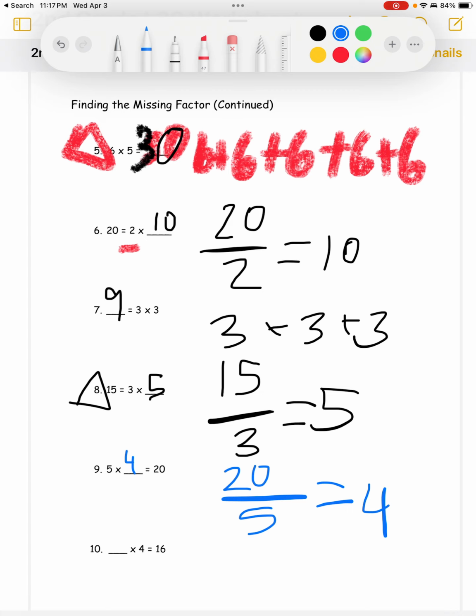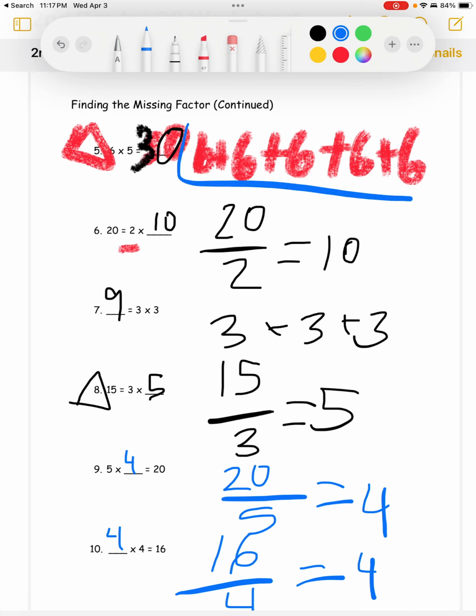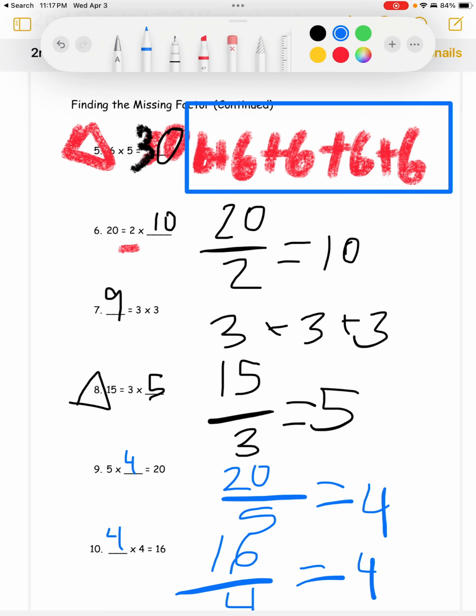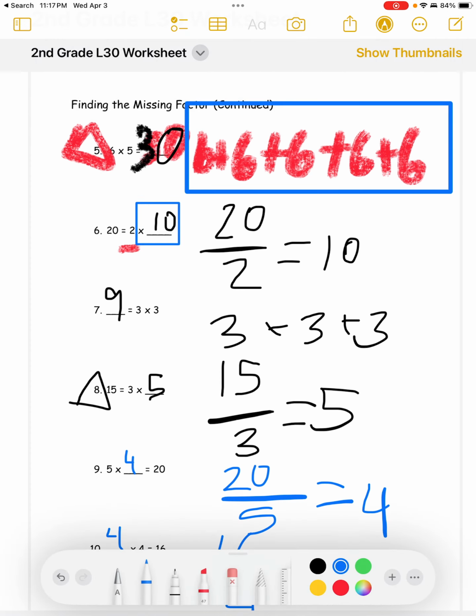Number 10. Blank times 4 equals 16. 16 divided by 4 equals 4. When solving the missing factors, we can just flip it. If it's the sum, we could just multiply it or add it to itself. But if we're finding the missing factor, like here, we could divide it from the two numbers we are given. So from the sum to the added.